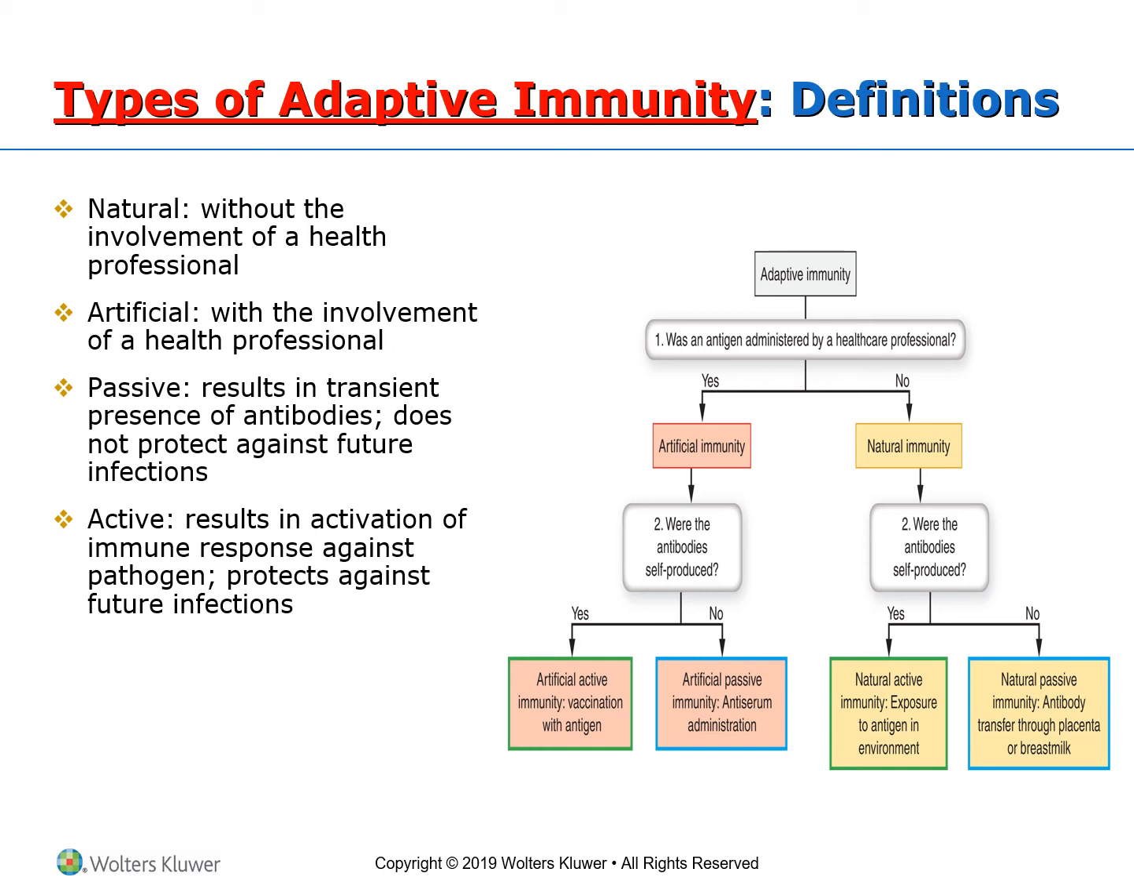In the artificial type, the active type will be to receive a vaccination that will activate my immune system through an antigen that is artificially inoculated to me, while the passive type of immunity will be when I am inoculated with a serum, with the antibodies that are extracted from the body of another person that produced them against the same antigen.